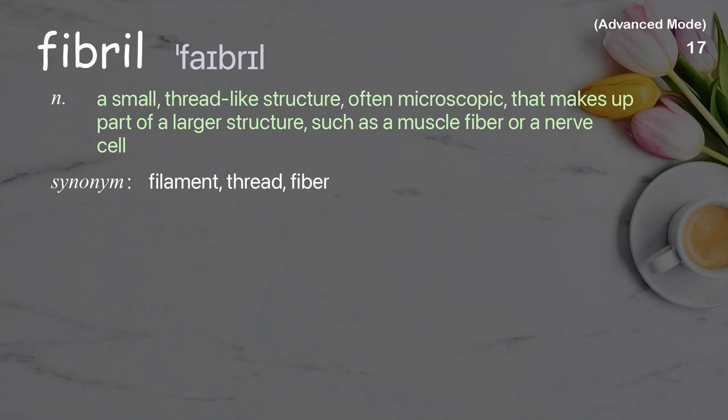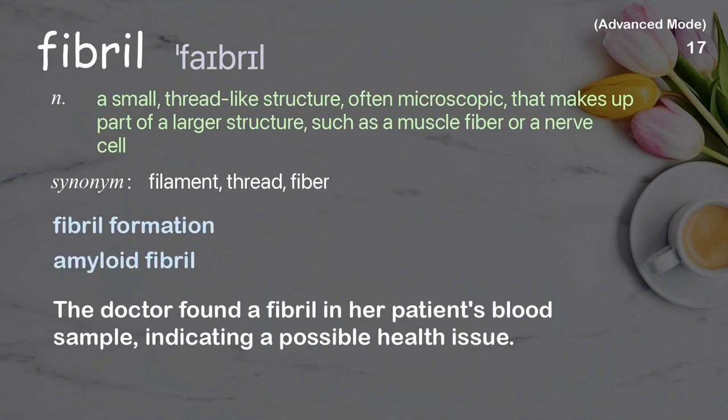Fibril: a small, thread-like structure, often microscopic, that makes up part of a larger structure, such as a muscle fiber or a nerve cell. Examples: fibril formation, amyloid fibril. The doctor found a fibril in her patient's blood sample, indicating a possible health issue.